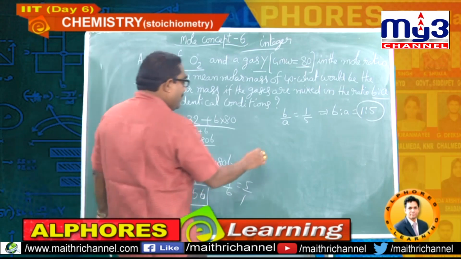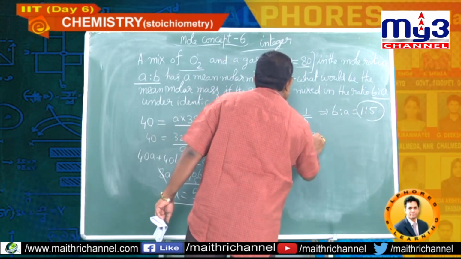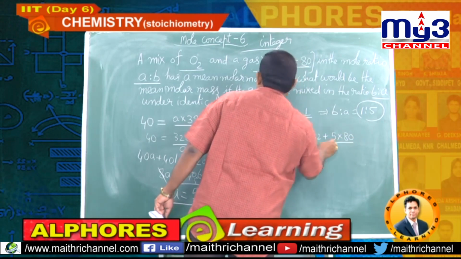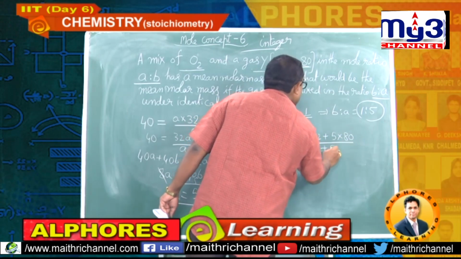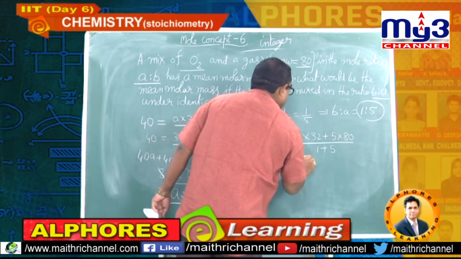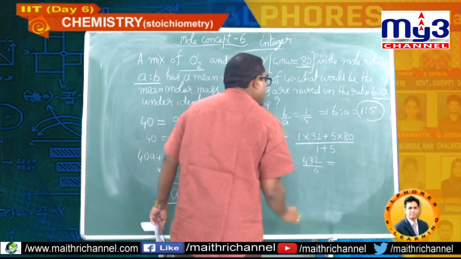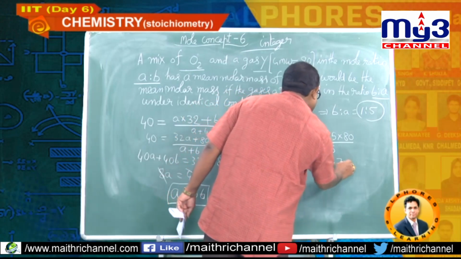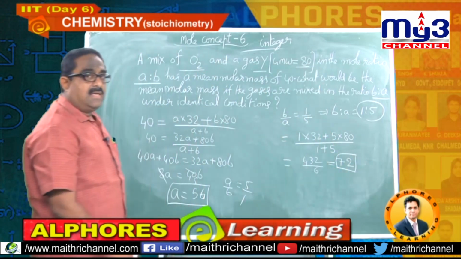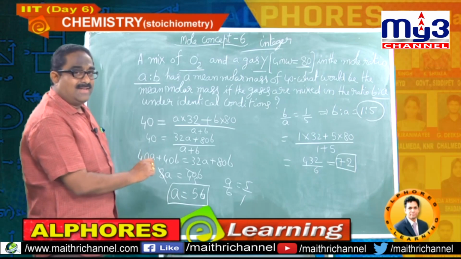Okay. Now the average or mean molar mass is 1 into 32 plus 5 into 80, divided by 1 plus 5. So this is 432 by 6. 7 6s are 42, 12 2s. So our final answer is 72. Please write down fast, students.